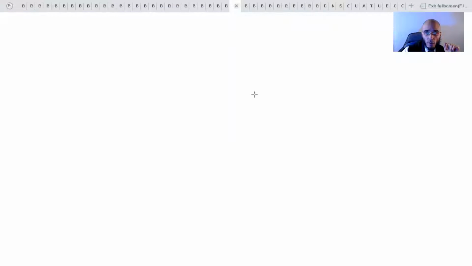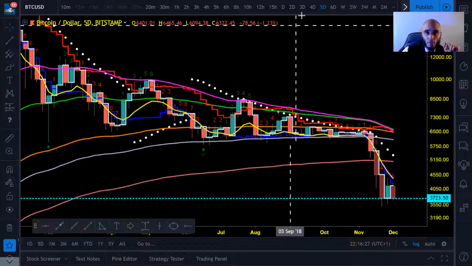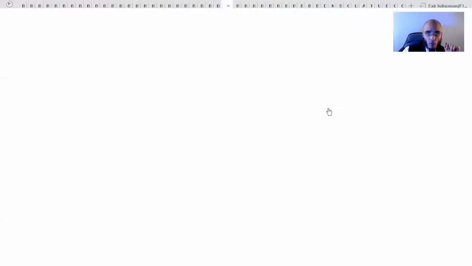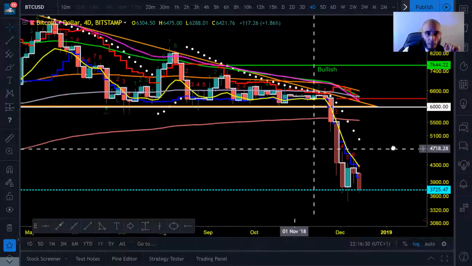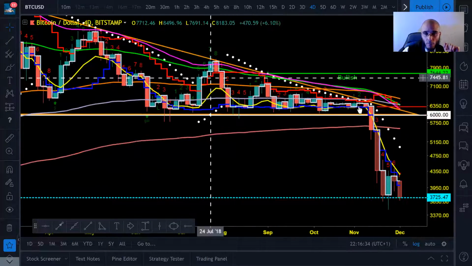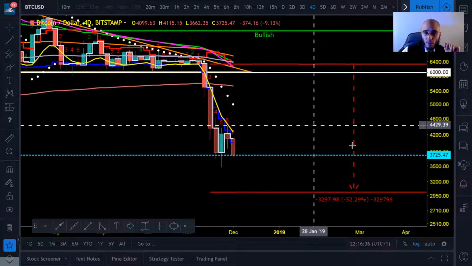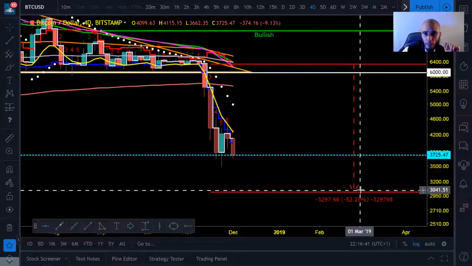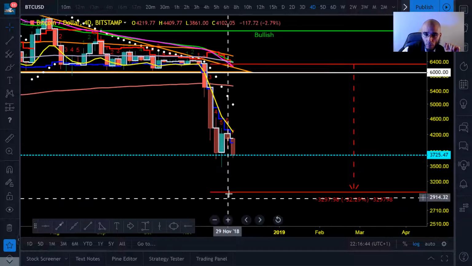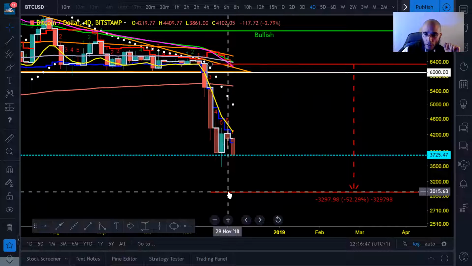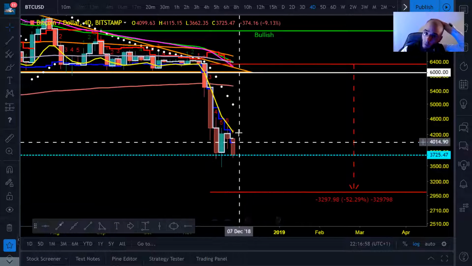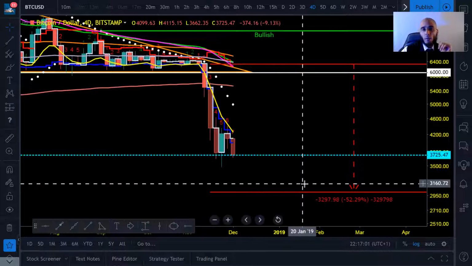Let's see if I can show you the triangle on the 4-day chart. So here you have the 4-day chart, and there is a triangle. It's this triangle here. I mean, you have seen it probably 100 times. And the target of this triangle is exactly 3K. It's 315 or 3K, 32. Yes, 3K. We should hit 3K with margin of error and then go higher.